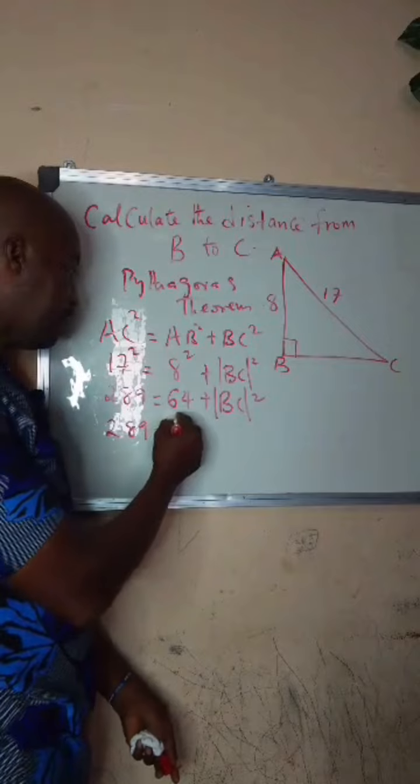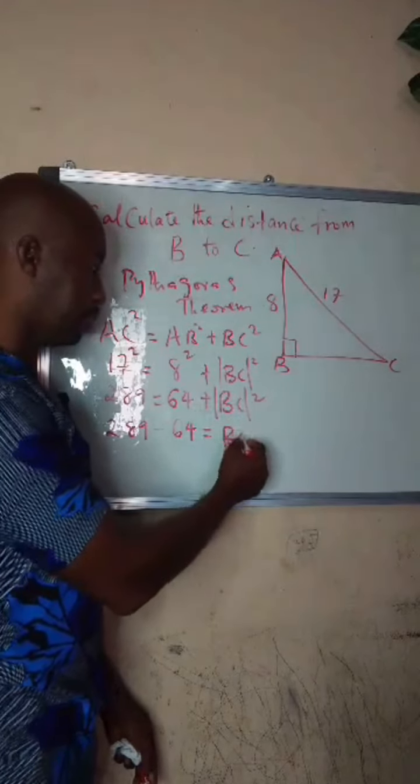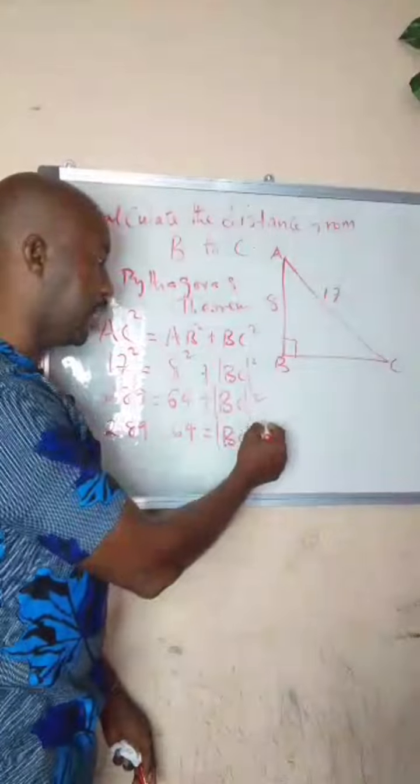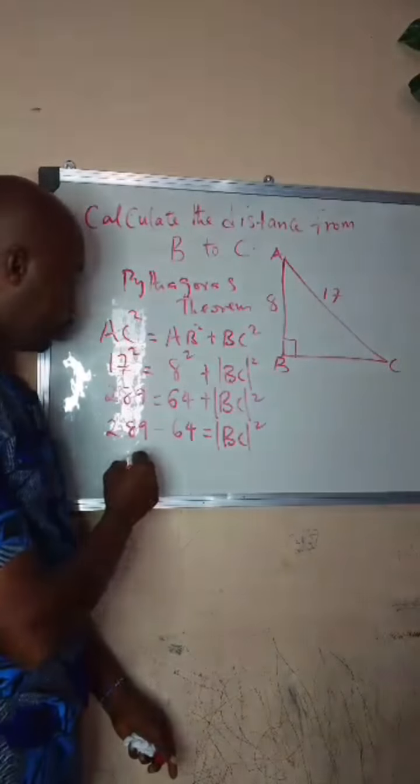We have 289 minus 64. And we're left with what? BC, the side of BC square. Now 289 minus 64 is nothing but what? 200.